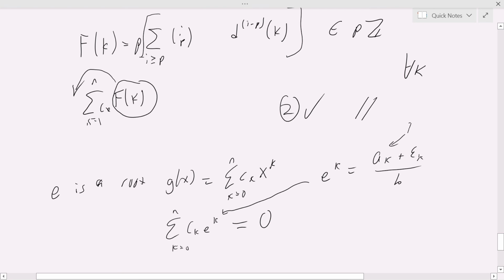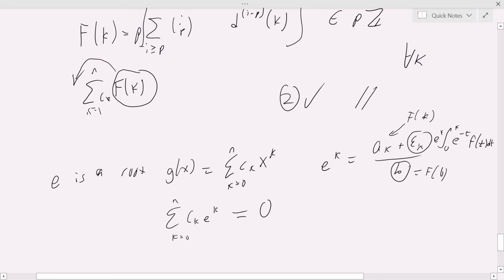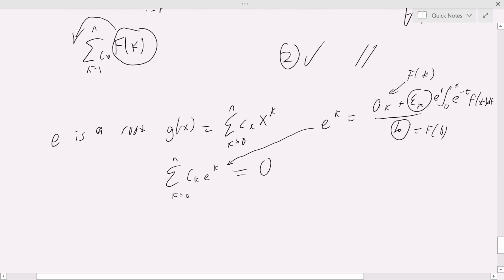So a_k ended up being this capital F function evaluated at k, and epsilon_k ended up being some integral. It was e to the power k times the integral from 0 to k of e to the minus t times f of t dt, and b ended up being F of 0. But no matter what it was, we made this replacement for e to the power k in the polynomial equation, and so we were able to derive a new equation which had to be true.